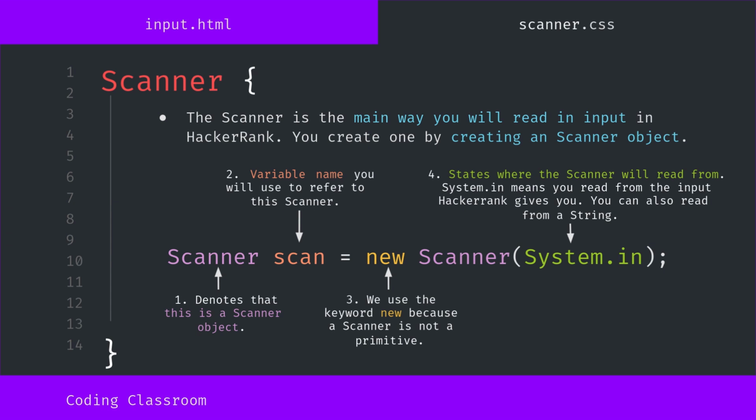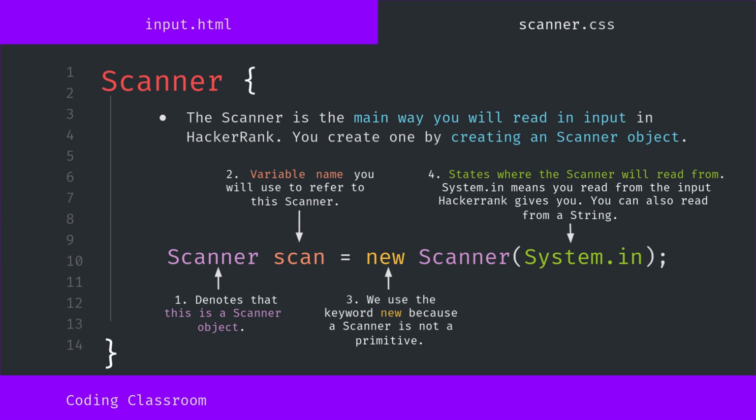Scanner. This is the class we are using to read input. scan. This is the name of the Scanner object we create, and we will use this to refer to our scanner throughout the program. System.in. This tells the scanner to read input from the keyboard, standard input. If you were reading from a file, for example, you'd specify the file instead of System.in. The keyword new is required to create a Scanner object because Scanner is a class, not a primitive data type like int or double. After creating this object, you can use various methods to capture different types of user input.